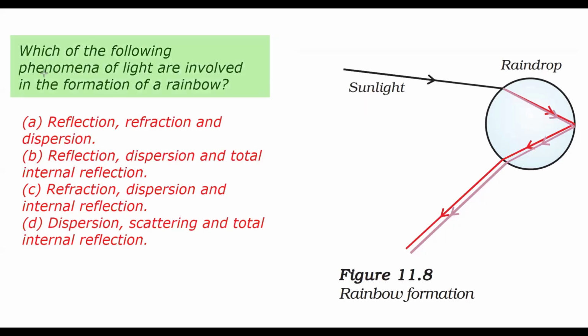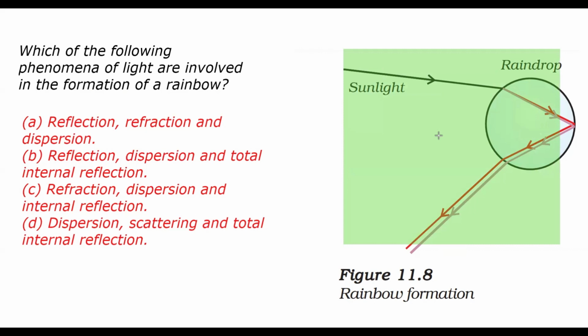The question here is which of the following phenomenon of light is involved in the formation of rainbow, and we have to write down the correct option. So I've taken the picture from the textbook over here. Now what you should remember, this is not a part of the question. The diagram will not be given. Just to explain the answer, I have taken it.